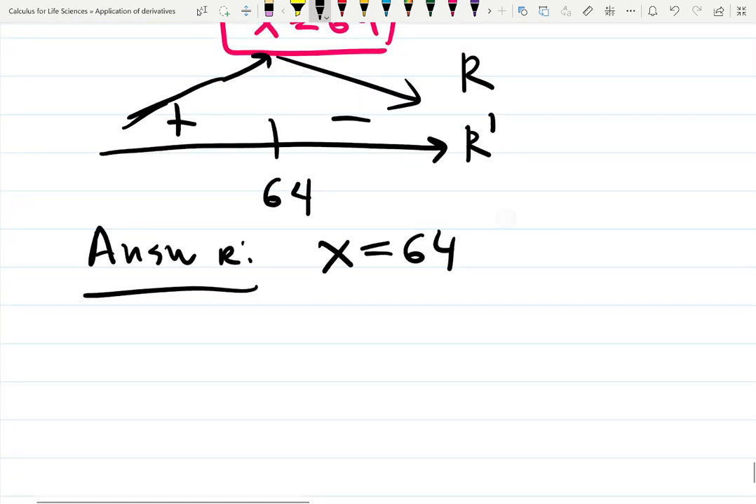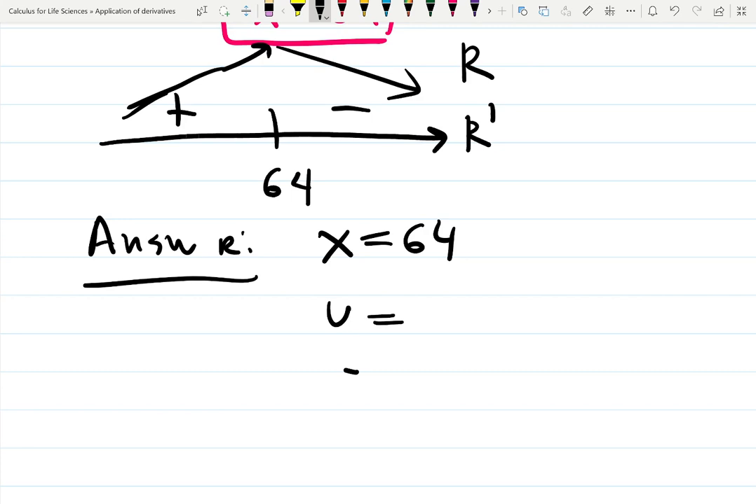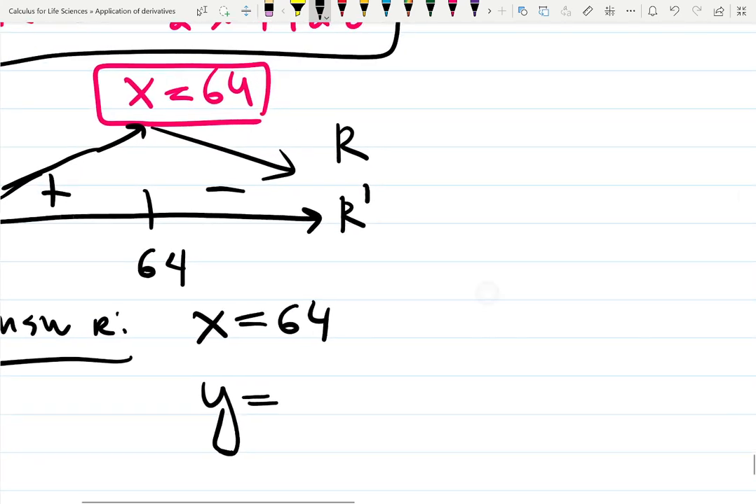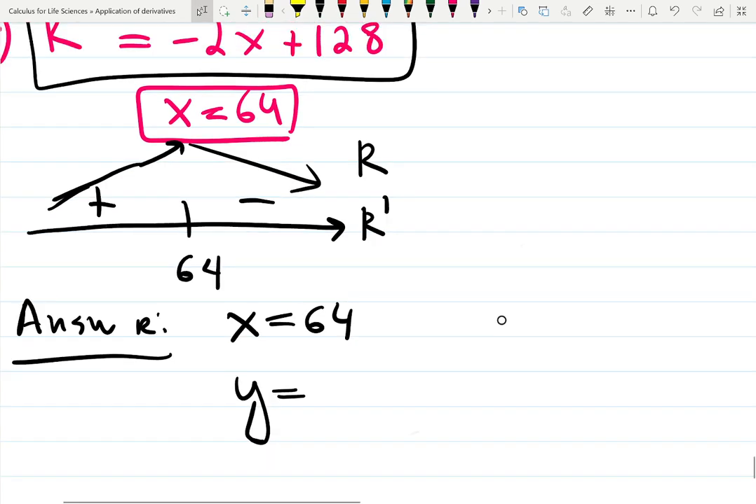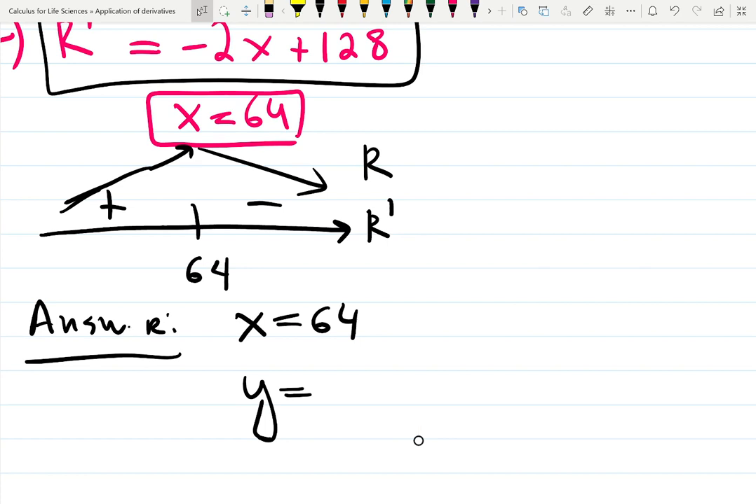How about y? People who are talking, how about you? Do you know what y is? Wait, you guys are talking. What do you think y is? It's negative. Just a second, let me demonstrate.